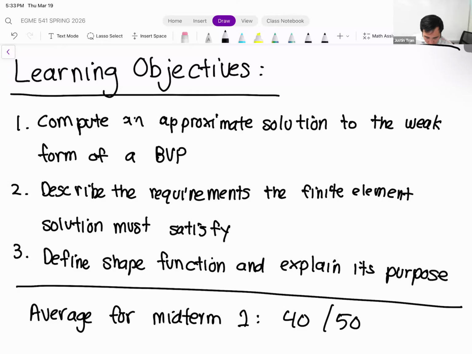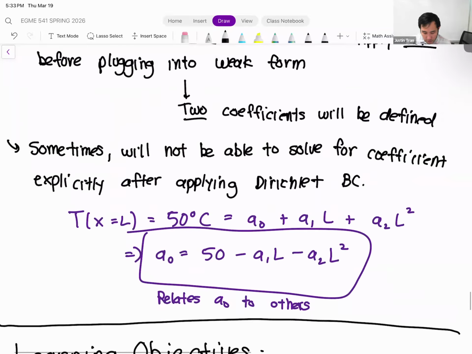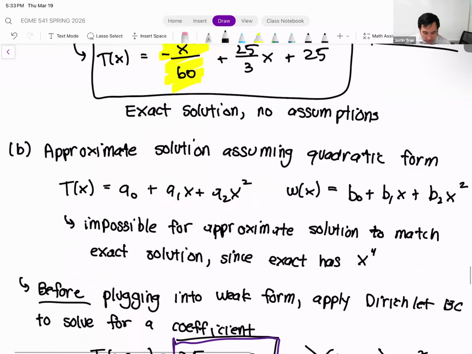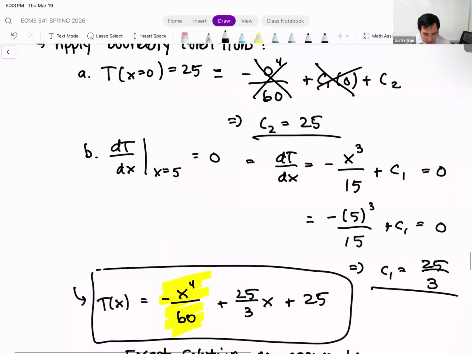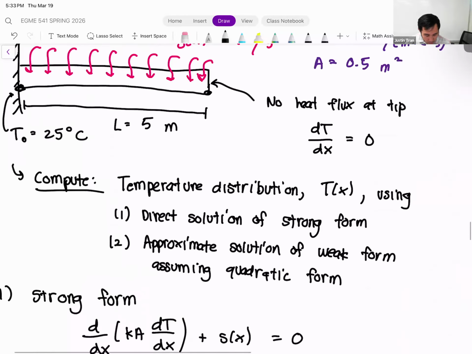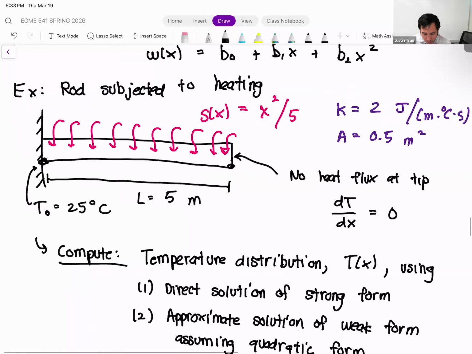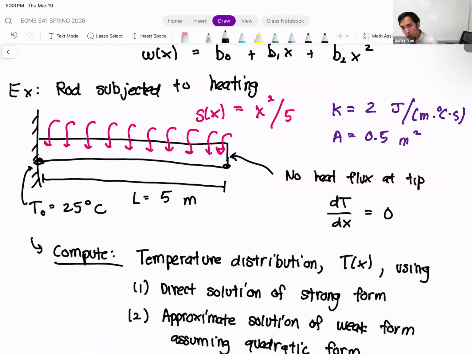Okay. So to get started today, I'm just going to scroll up here a little bit because we did start an example. You don't have to write this down again because it should already be in your notes. But we were looking at this particular problem right here, and we wanted to find its solution. We wanted to find the solution to the strong form and a solution to the weak form of this problem, particularly an approximate solution to the weak form.